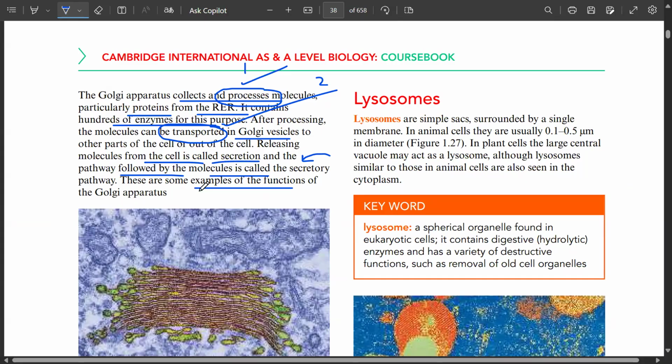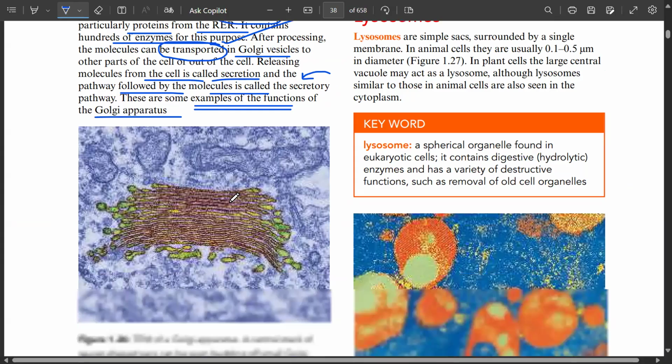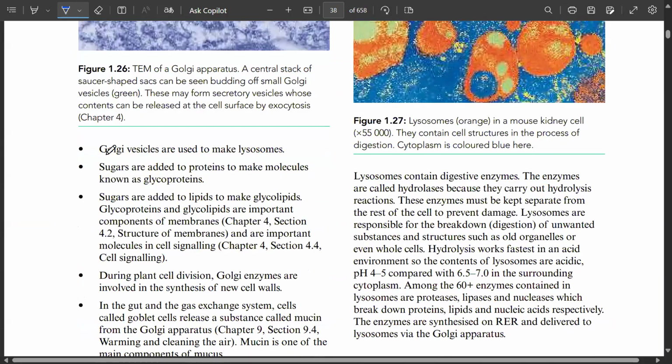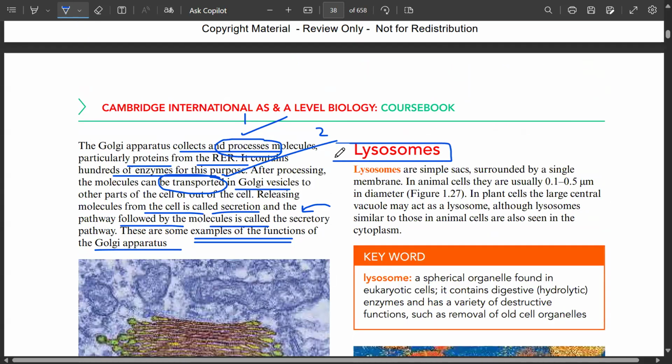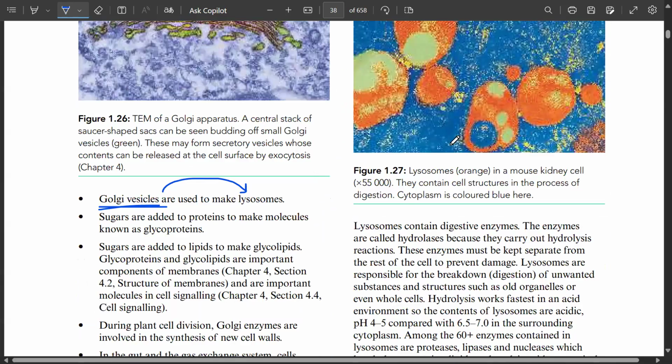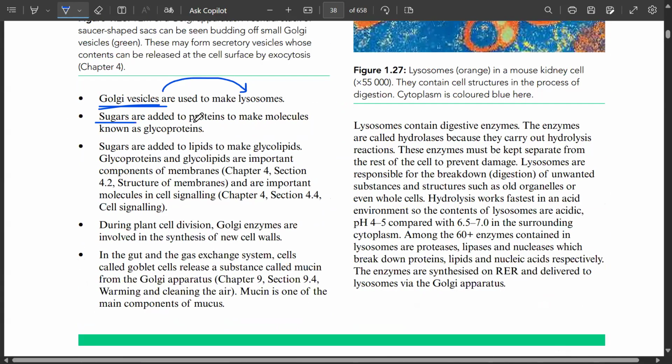There are some examples of the function of the Golgi apparatus as well. For example, some Golgi vesicles are also used to make lysosomes, which we are going to study next, the organelle lysosomes. Moreover, sugars are also added to proteins. A protein, but now the protein has to be modified. So inside the Golgi vesicles, we can also add sugars to proteins to produce glycoproteins. We can also add lipids and sugars together to make glycolipids.